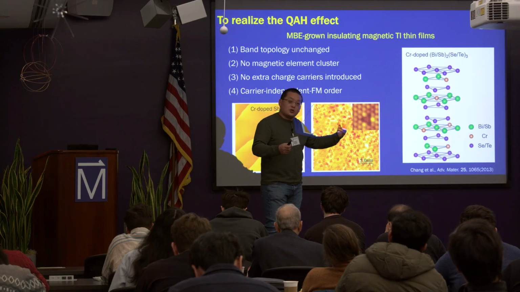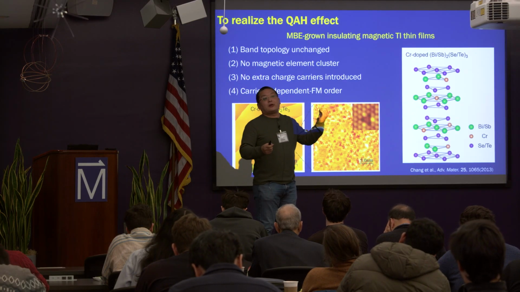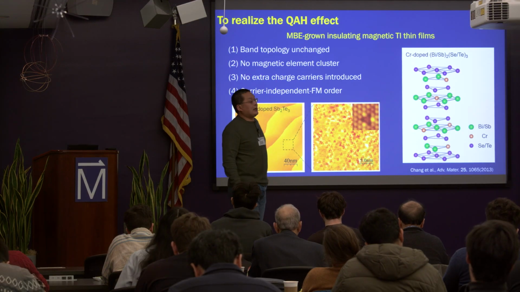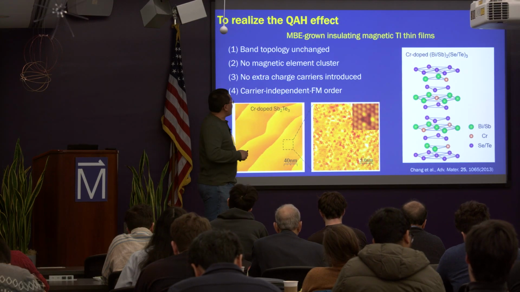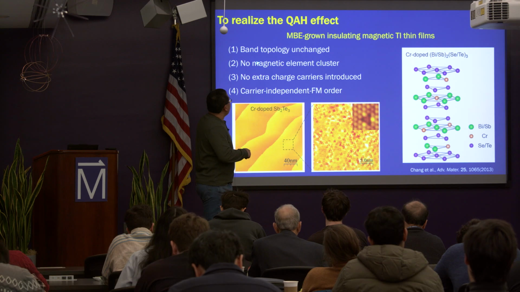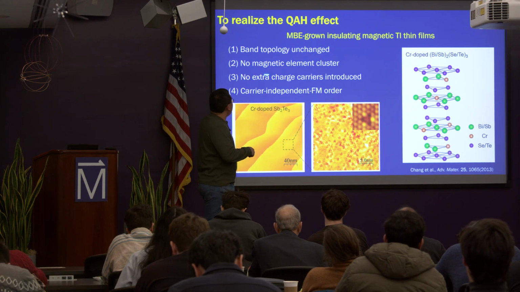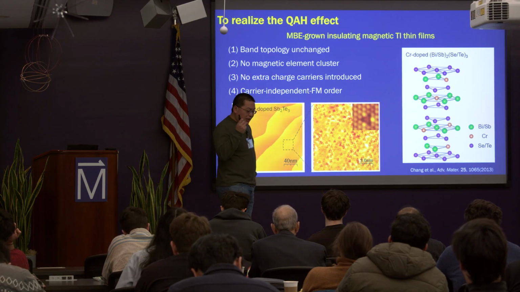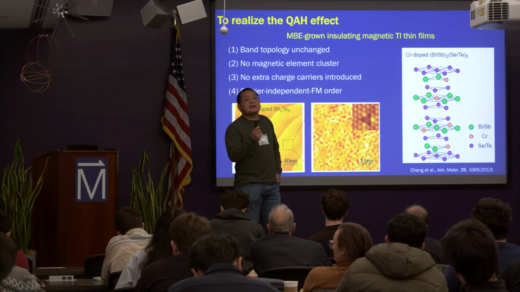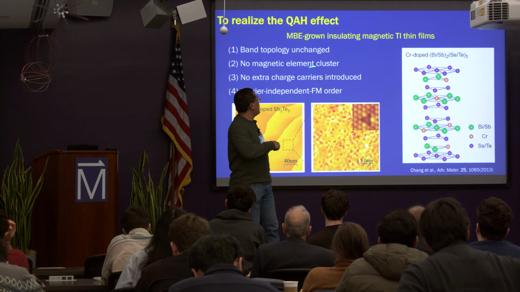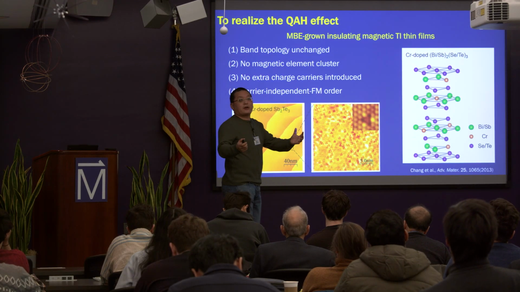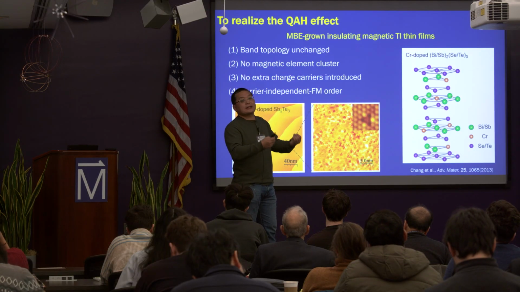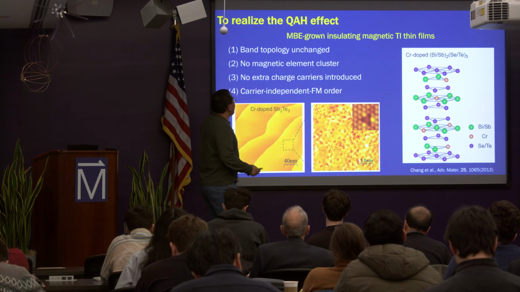If you do something to the topological insulator and the non-trivial property disappears, that's not good. We need to keep the inverted band structure. And in this film, there should be no magnetic element clusters. We also need to realize insulating magnetic topological insulator films, so no extra charge carriers. If you dope your topological insulator, you need to keep it insulating.